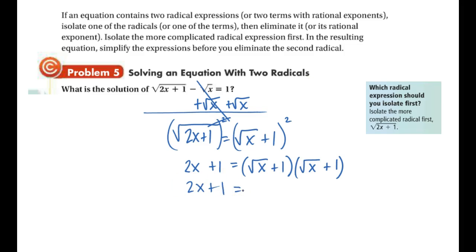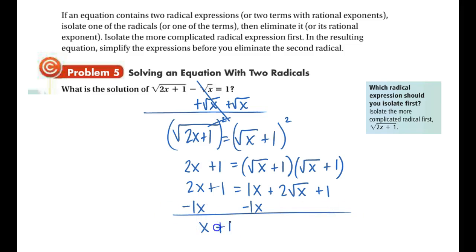And when we FOIL on the right side, square root of x times square root of x is square root of x squared, which just leaves us with x because the radicals cancel each other out. And then we get 1 square root of x plus 1 square root of x, so that's 2 square root of x. And then for the last part, we get 1. From there, I want to combine like terms. So I notice that I can take a 1x over, so subtract 1x from both sides.